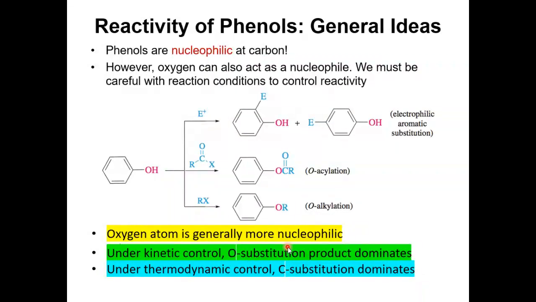And what kind of situation do we say the reaction is under kinetic control? That means the reaction is far away from equilibrium. So usually, when a reaction is slow, it's under kinetic control. Okay. Now under thermodynamic control, the C substitution dominates. Why? Because the C substitution product is more stable.